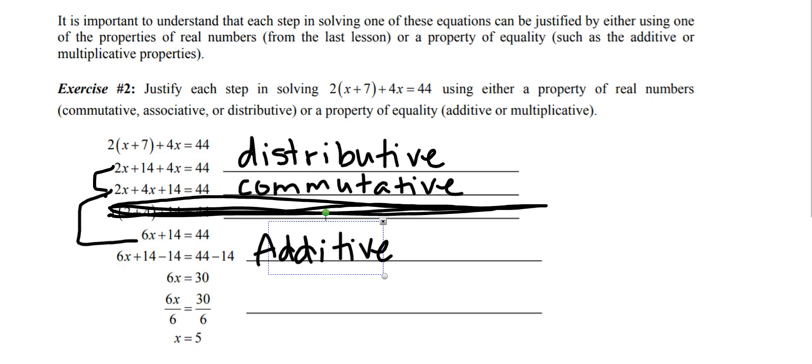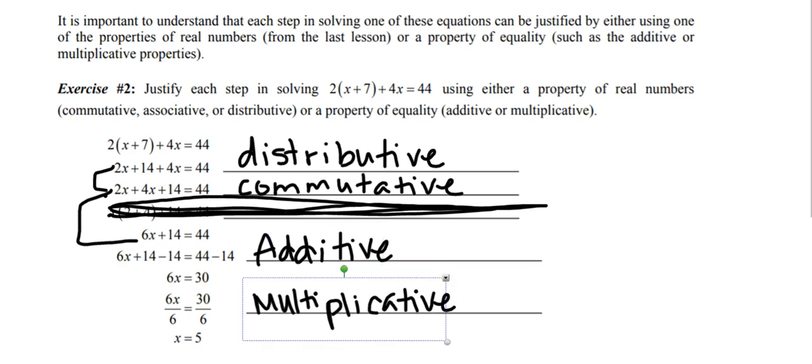Then we're going to look, we have 6x equals 30. So in order to solve for x, we're going to divide by 6. And then again, we have multiplicative. Try to say that word 5 times in a row. Property of equality. There you go.